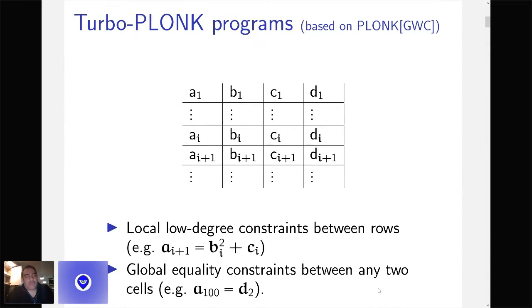And a lot of the extra power you can get in PLONK and generally in this pre-processing SNARK model is that you can also have these global constraints, which you can think of as memory in some sense, that I can check, oh, is A 100 equal to D from the second row? So that was basically Turbo-PLONK, which some of you are familiar with.